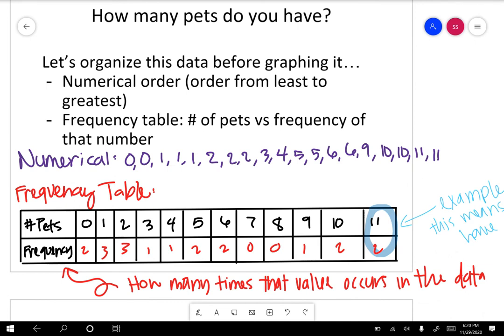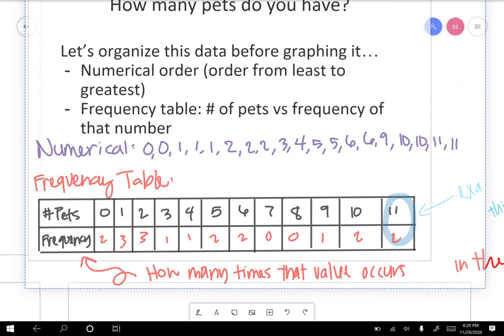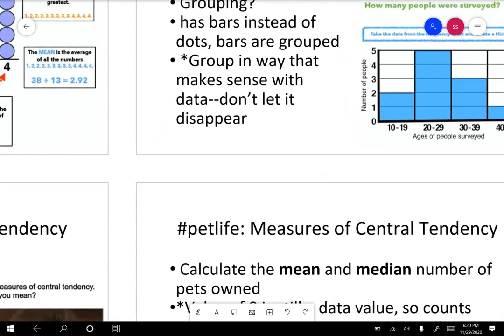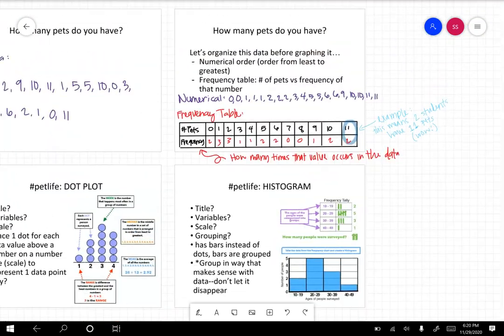So if you want to pause this and kind of look over it, basically numerical order, you're just going from least to greatest, right? So we're starting with the, no, let's not do that. Yep. Now we're lost. Okay.